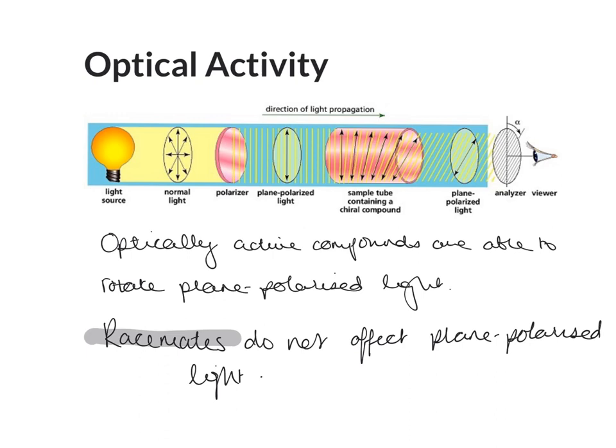So in an exam, you would need to say that optical isomers, the two enantiomers, are able to rotate plane polarised light in opposite directions, and you'd also need to know that if you've got a 50-50 mixture of the two, there would be no effect.